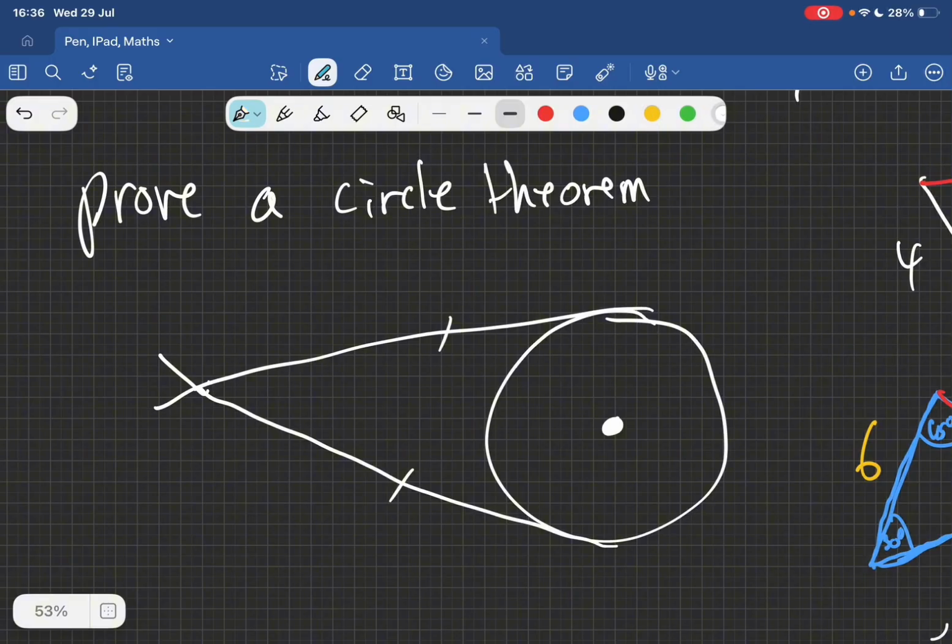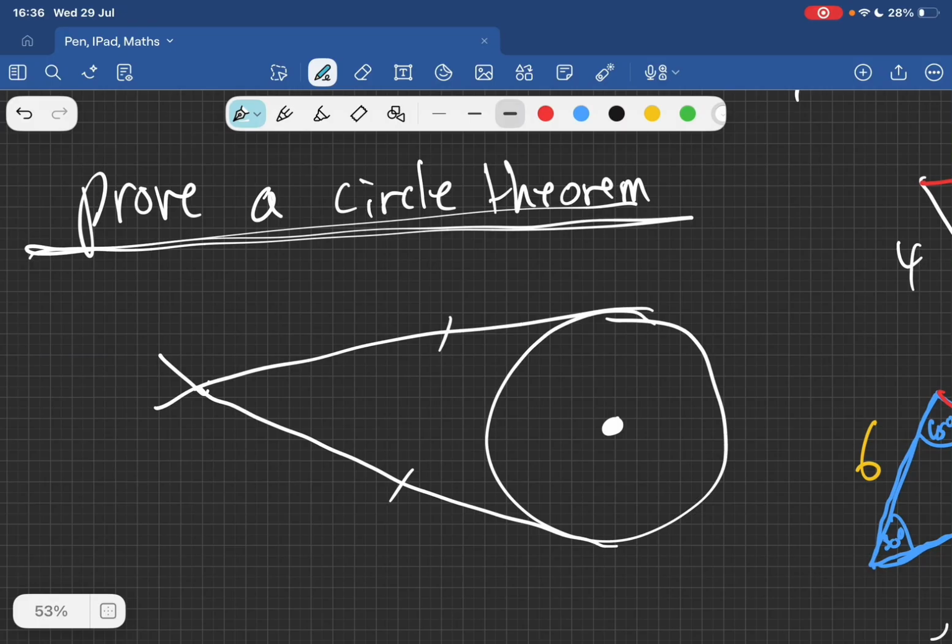Okay, so prove this circle theorem. This is a circle theorem we should know, that these two lengths are the same. Okay, this length and this length are the same. Alright, but how do we know that? We've just been told it's through a circle theorem, but we can prove this using what we've just learned.